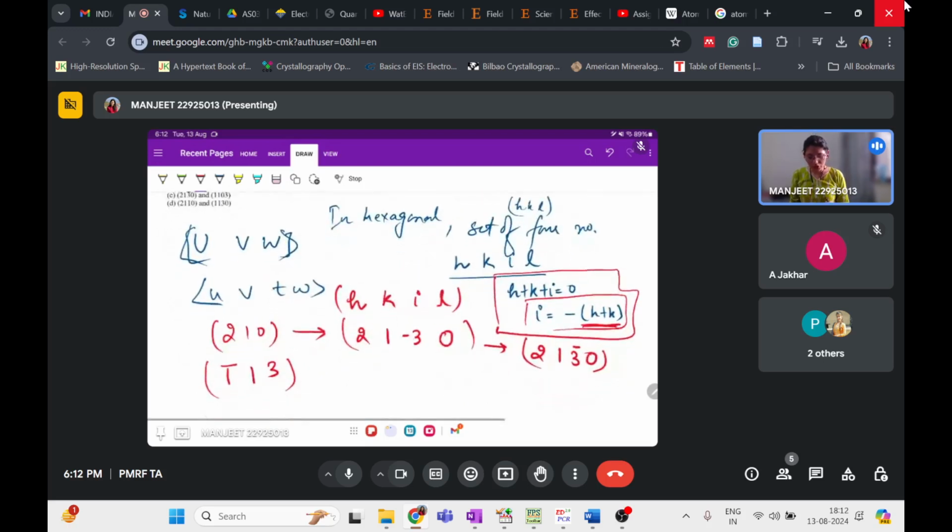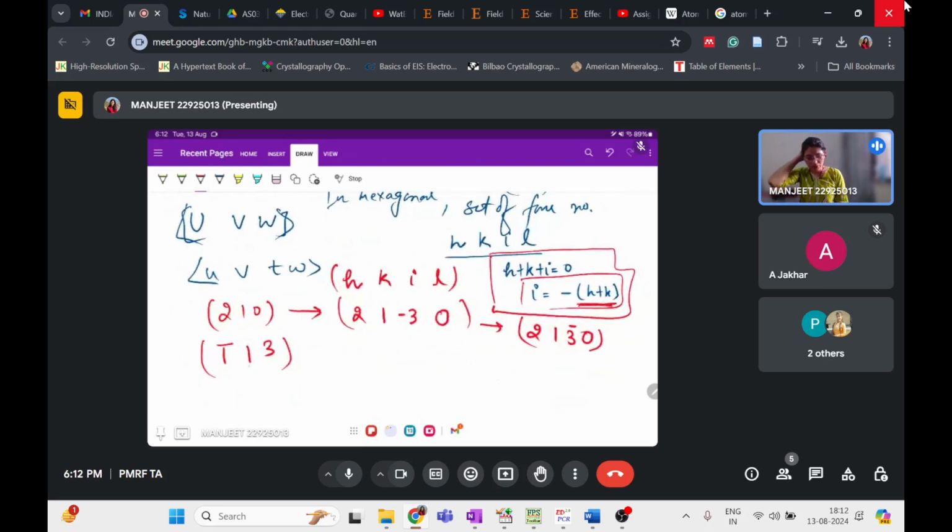Now corresponding to this plane, minus 1, 1 and 3, what will be the Miller-Bravais indices for the hexagonal one? Here it will become minus 1, 1, and the sum of these is minus 1 plus 1, which gives 0, and negative of 0 is 0 basically. So this is 0 and then 3. This is equivalent to minus 1, 1, 0 and 3.